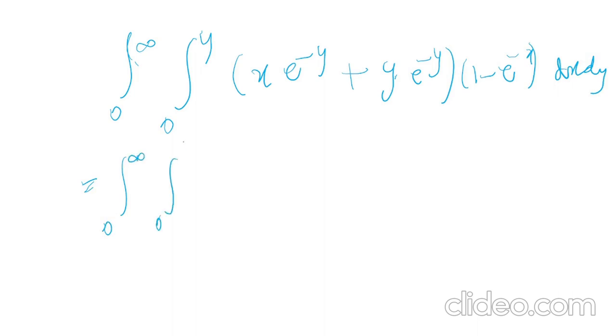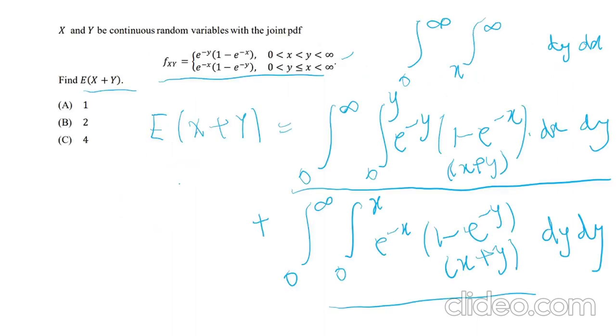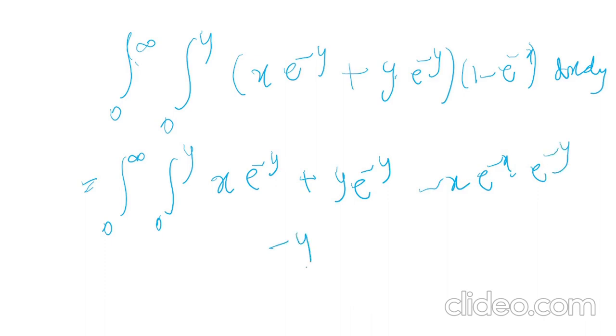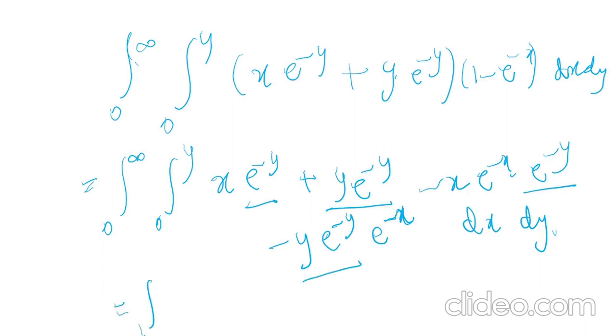We are just opening these brackets. So that one is x e to the power minus y plus y e to the power minus y minus x e to the power minus x e to the power minus y minus y e to the power minus y e to the power minus x, and then dx dy. So for the first term, this one is constant, this one is constant, and this one is constant for x, right? So now at the time of integration, this one will be what?